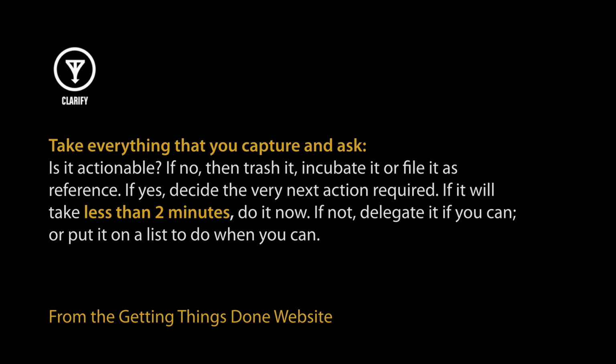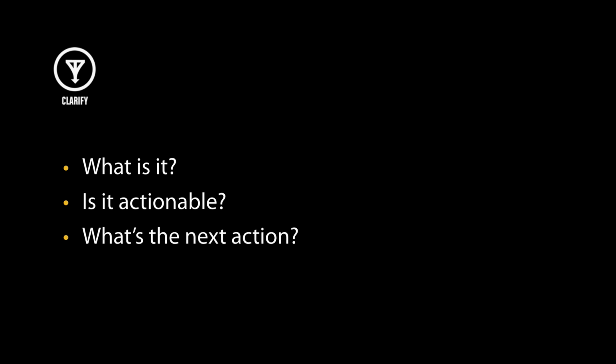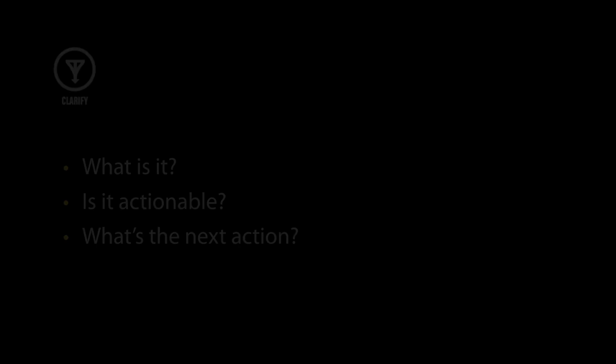So essentially we have a number of questions here, and this is really all that clarifying is: asking a series of questions. The first one is, what is it? The second one, is it actionable? Is there something that you can do to make this task happen? And finally, the question is, what is the next action? What is the next physical action that you can take that will make this task be completed? Okay, so let's go into Todoist and have a look.